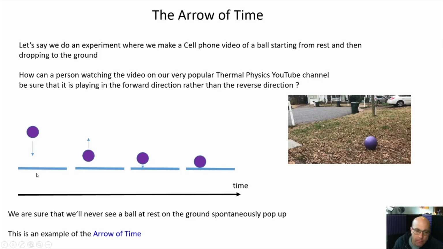And so in principle it falls and maybe it bounces a little bit and comes back down and comes to rest. And we're really sure that we would never see the reverse happen, where the ball's sitting at rest on the ground and suddenly pops up and falls back down and pops up again even higher. You would never see it. And so this is an example of the arrow of time. And this is fundamentally a thermodynamic / statistical mechanic fact.